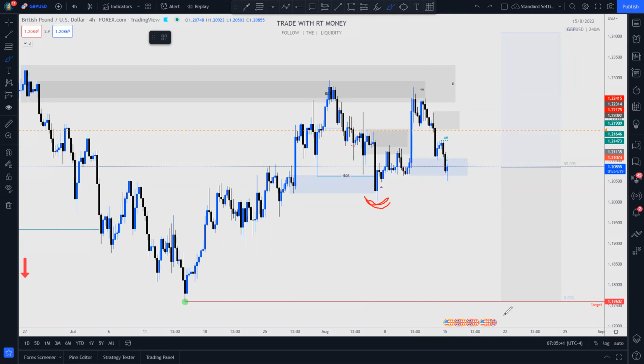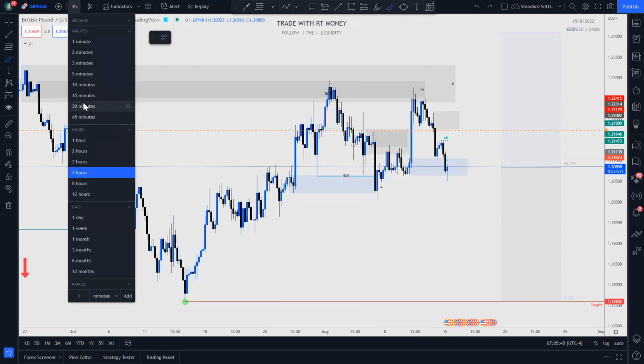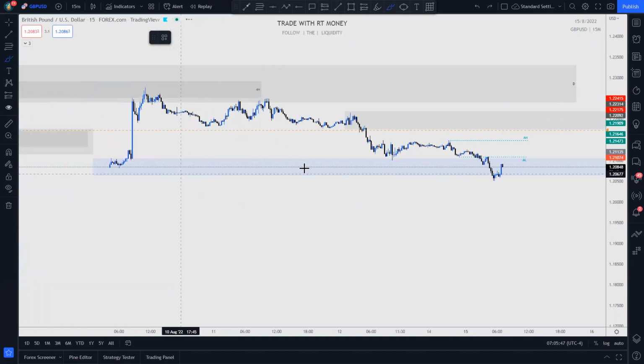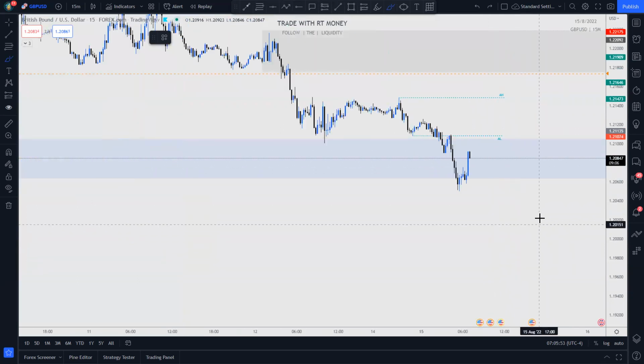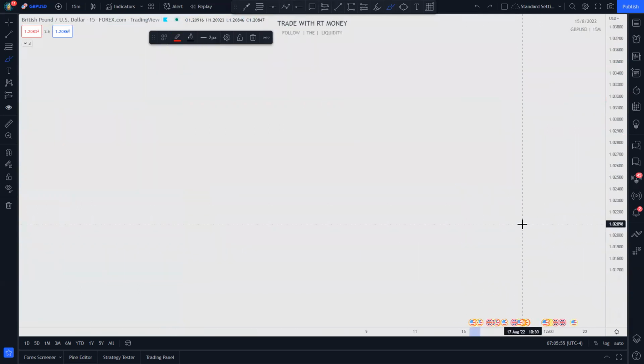But I'm looking for an intraday trade opportunity here. So I'm going to the 15-minute, looking for a session trade here, and this is an interesting situation. Why? A couple of things.